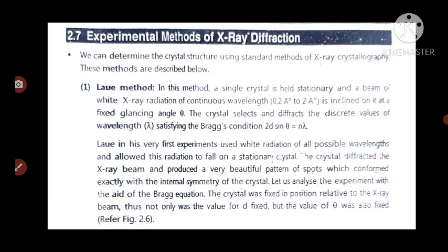And Laue, in his very first experiment, used radiation of all possible wavelengths and allowed this radiation to fall on a stationary crystal. That crystal diffracted the X-ray beam and produced a very beautiful pattern of spots, which confirmed exactly the internal symmetry of the crystal. So in the last lecture we saw how X-rays are produced, and you have to know the mechanism.